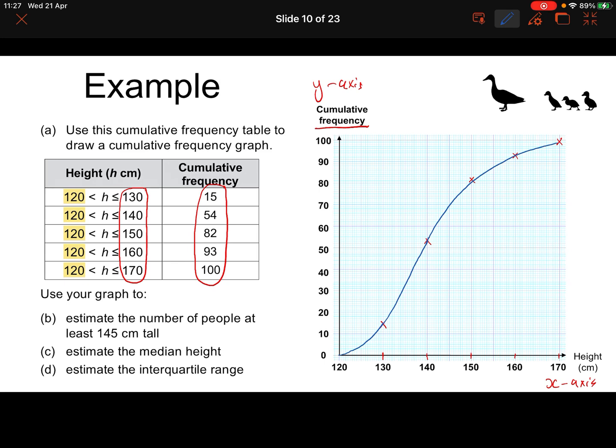Now, if we want to estimate the median height, we look at the total frequency, sigma f equals 100, and we simply divide it by 2. So 100 divided by 2 equals 50. I'm not going to bother looking for the 50th and the 51st, because it's only an estimate anyway, so that kind of level of accuracy is not necessary. I'm just going to divide my total frequency by 2, and I'm looking for the 50th value. The 50th value is going to be my middle number.